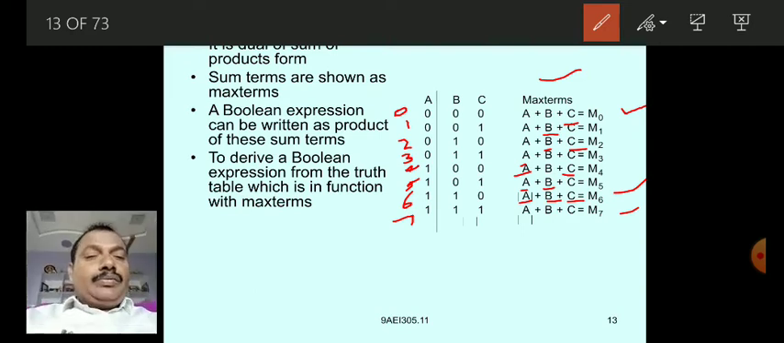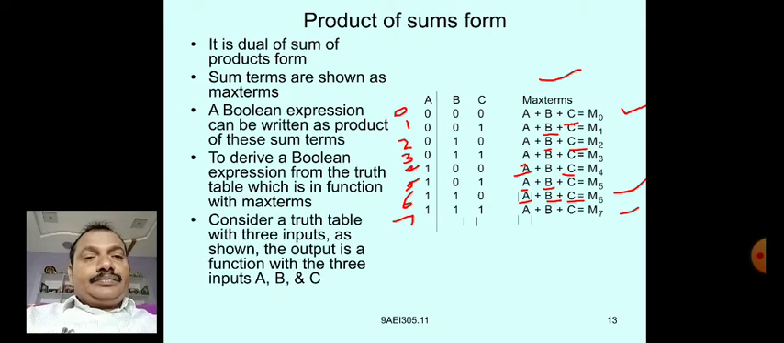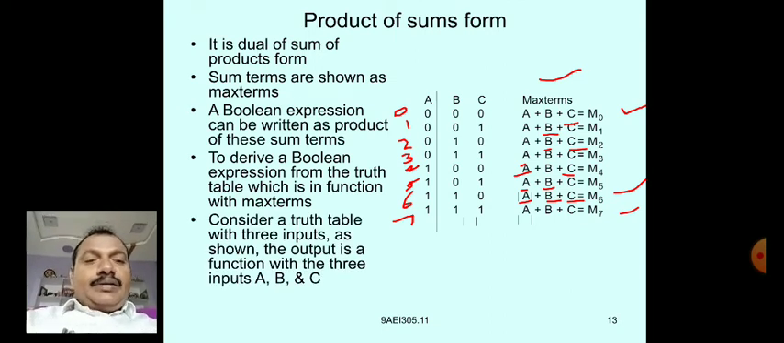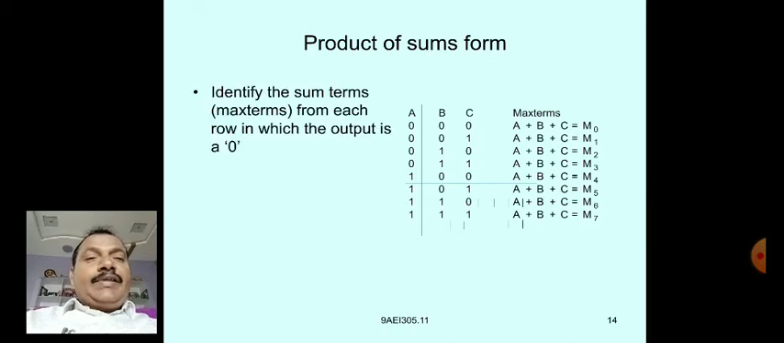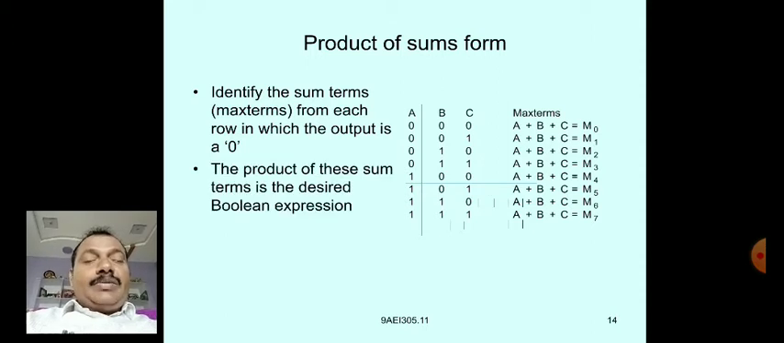So these are the max terms. We have to write like this. Consider, for example, this is a truth table. Identify the sum terms, max terms, from each row in which the output is 0. That means the max term value always will be 0 only.